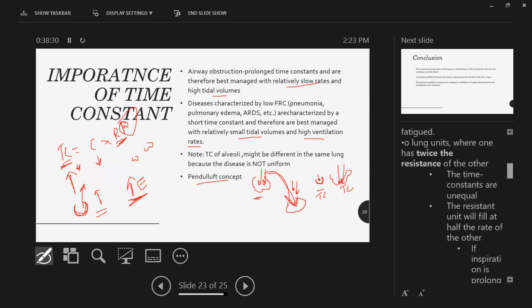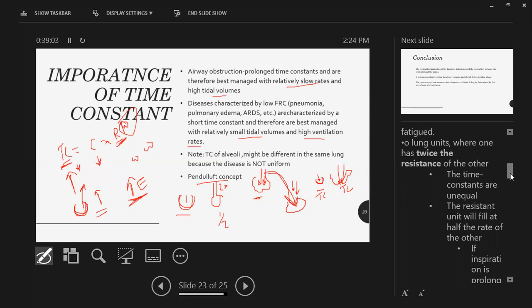So imagine two lung units now. There is one lung unit here and there is another lung unit here, and this one has more resistance. Okay, two times the resistance compared to this first alveoli. So what happens? The time constant is obviously going to be different, isn't it? So this resistant unit will be getting in air only at half the rate compared to this alveolar unit, which is filling at 1, if you put it like that.